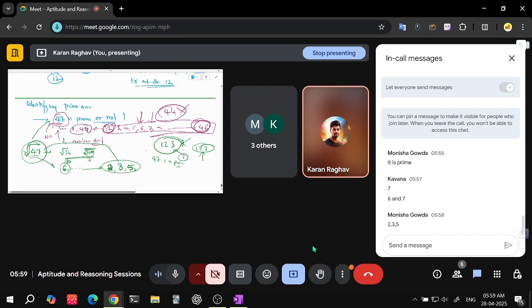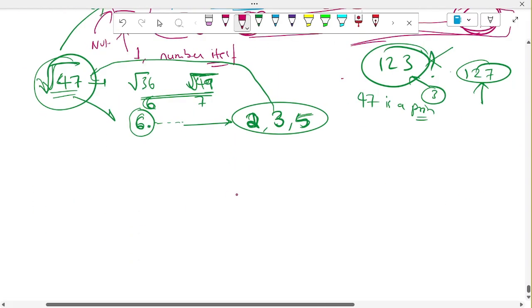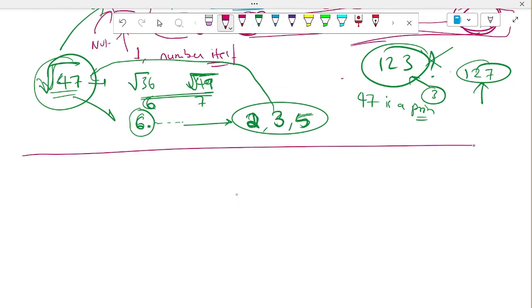We'll solve some more questions so that you will be able to tell whether a number is prime or not using simple steps. Now we'll take another example. We have 53. Is it prime?